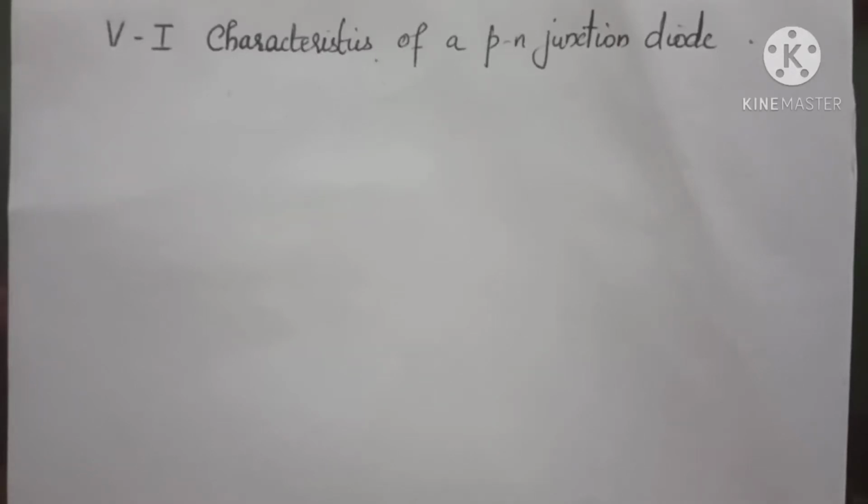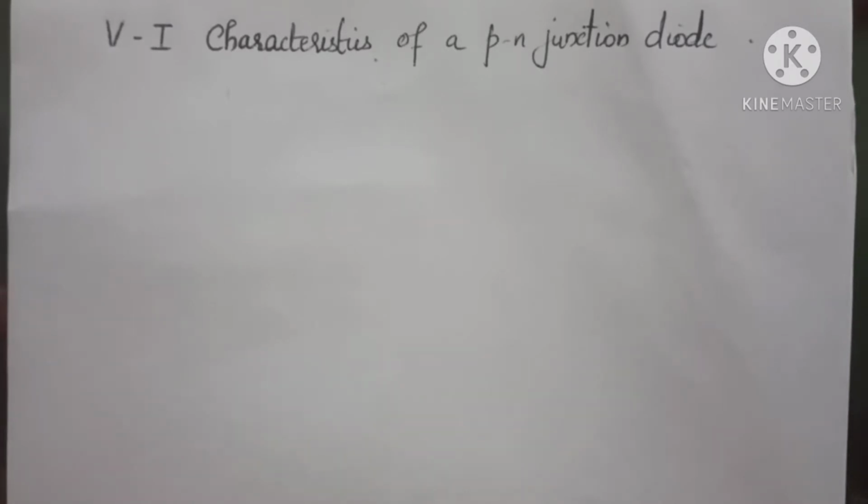Good afternoon, dear students. So, now your exams are over and we are again back to our topics. We are discussing biasing of a junction diode. We discussed two types of biasing, forward biasing and reverse biasing. And today we are moving to the VI characteristics of a PN junction diode.